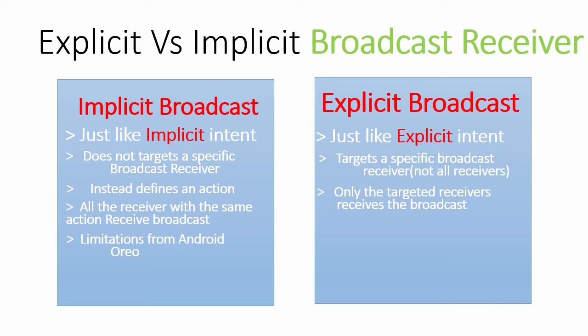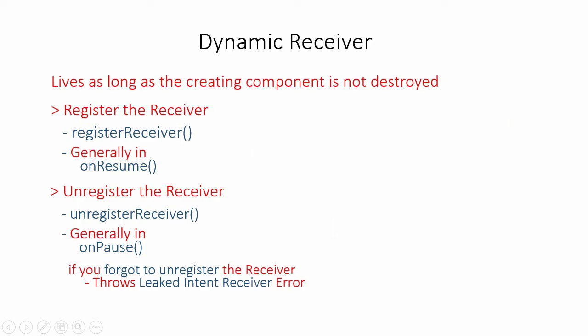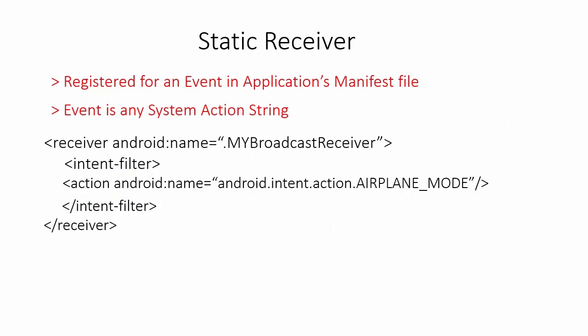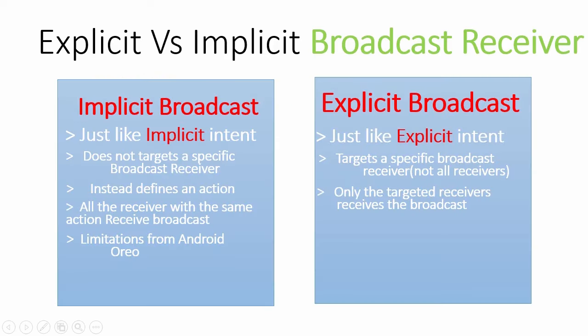Now, we use implicit intent and explicit intent in Android. In the same way, we use implicit and explicit broadcast receivers. Implicit broadcasts, just like implicit intents, do not target a specific broadcast receiver, and instead define an action, as I have defined here. I have given it an action here. Look, so that was implicit intent.